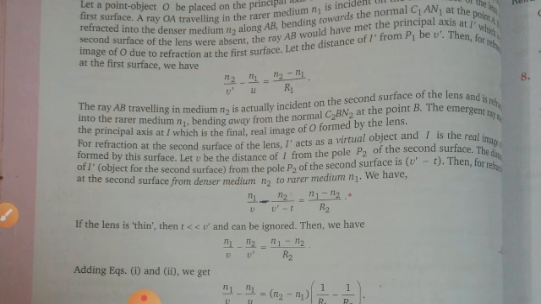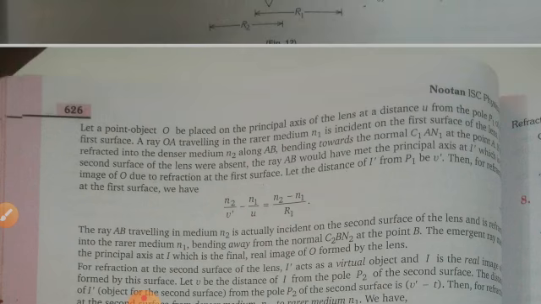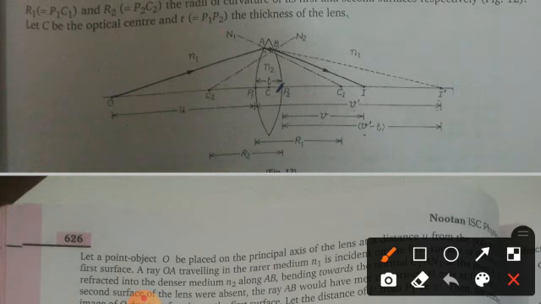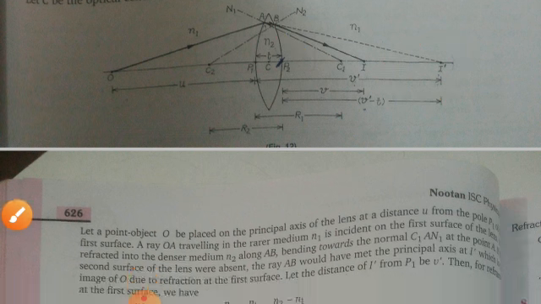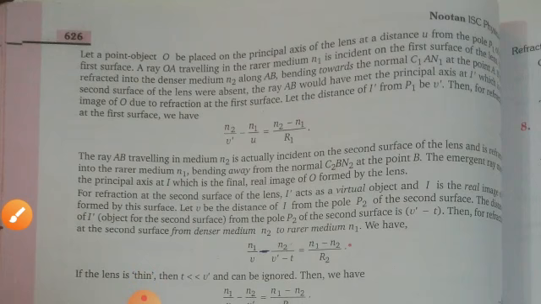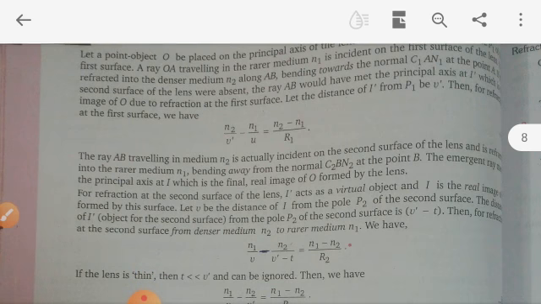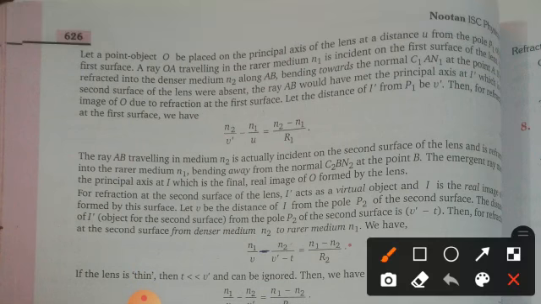For refraction at the second surface of the lens, I dash acts as a virtual object for the second surface, if the second surface is present there. In that case, I1 or I dash acts as a virtual image. Clear? So you can write it here: for refraction at the second surface of the lens, I dash acts as a virtual object and I is the real image formed by this surface.